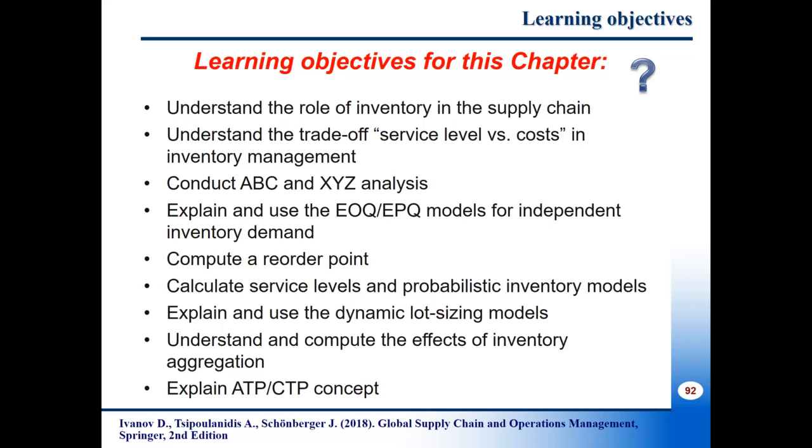Considering that inventory and transportation need to be synchronized, we will learn the effect of inventory aggregation with regard to transportation and logistic constraints. Finally, we also learn about ATP, or available to promise, or CTP, or capable to promise, as a way to satisfy customers by modifying the production plan to be capable to promise to customers and therefore be available to deliver product to them.